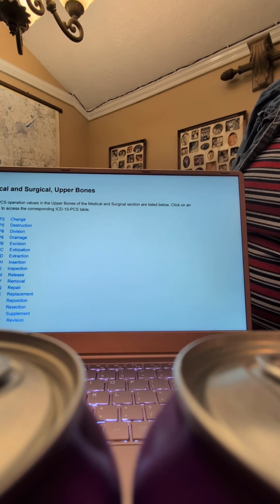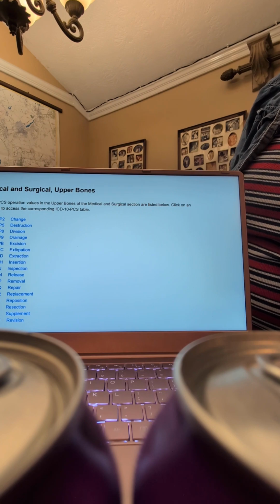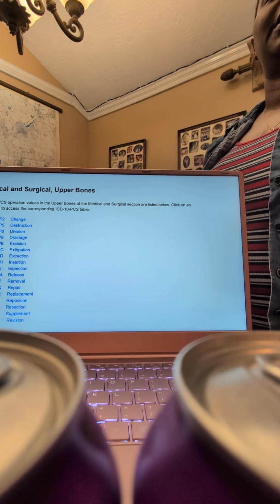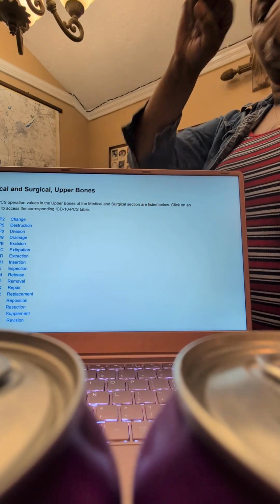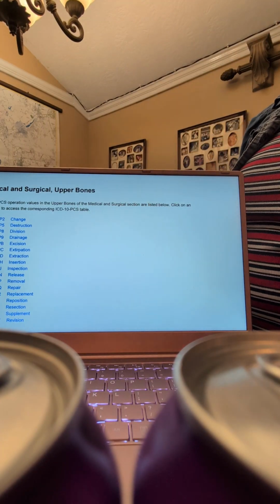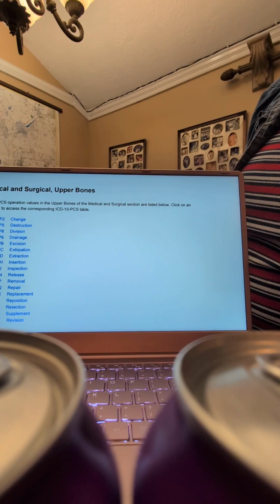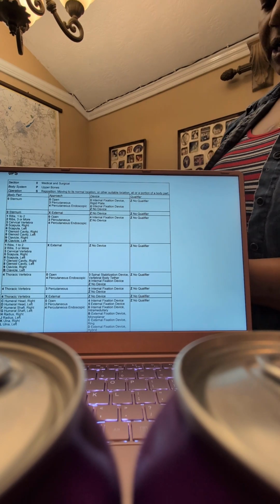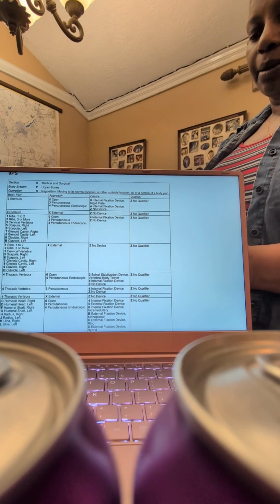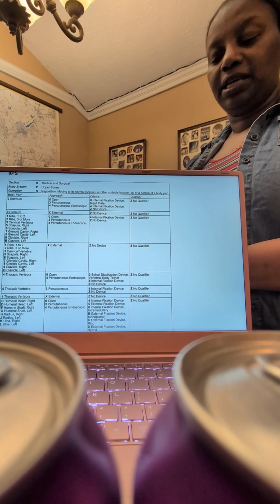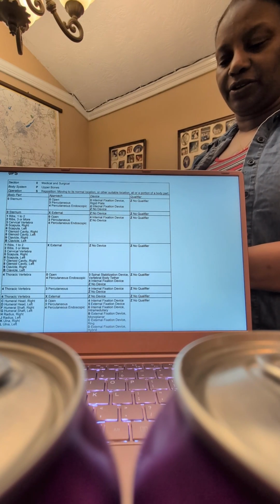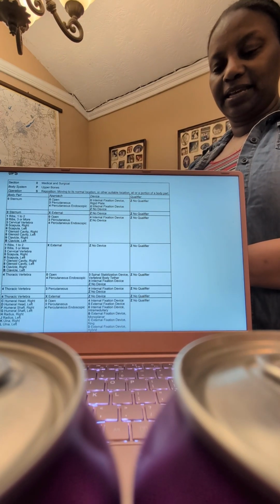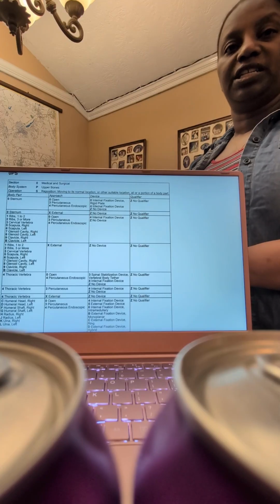Next, I will be looking at my root operation, my purpose for this procedure. Some may think we're doing a repair, but in actuality, we're repositioning this patient's bones, so we will be using S. Next, we will use our remaining codes to determine the body part, the approach, the device, and any qualifiers. So my code will be 0PSC04Z.